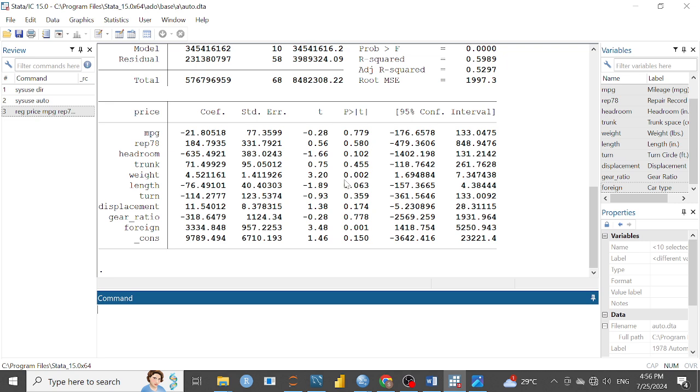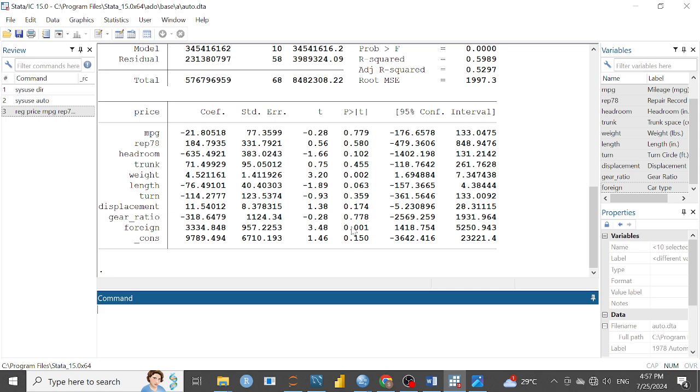Let me look at the one that is significant here. I think weight has a significant relationship, and the contribution is 4.52. So every unit increase in the price, you can see what weight is contributing. It's going to contribute 4.5 units. Then let's now check the p-value. P-value is 0.02, so weight is significantly contributing to price. So it's a significant predictor of price.